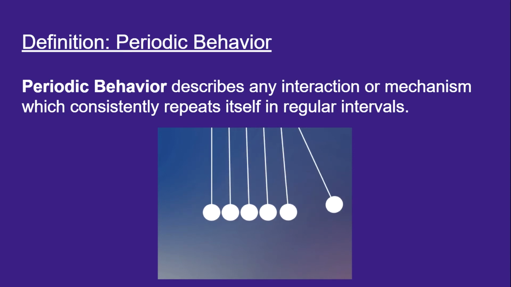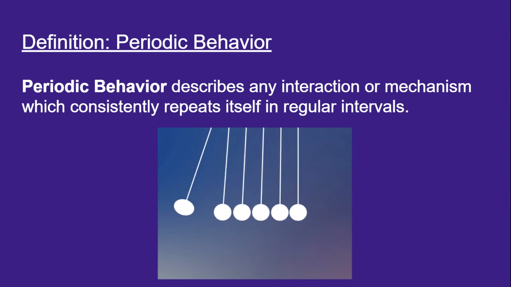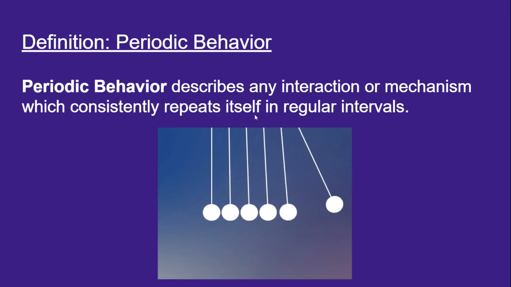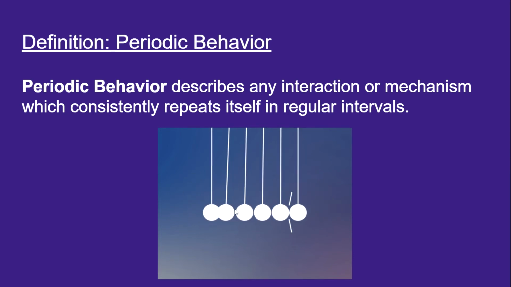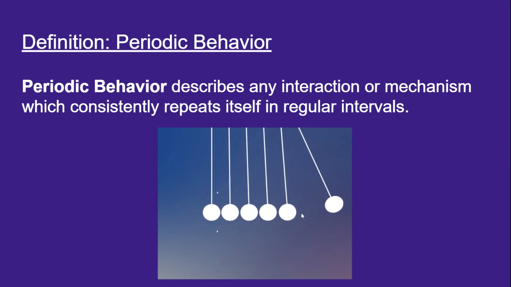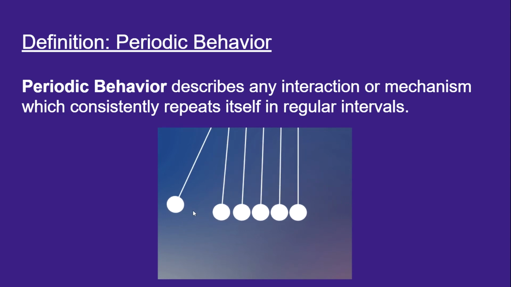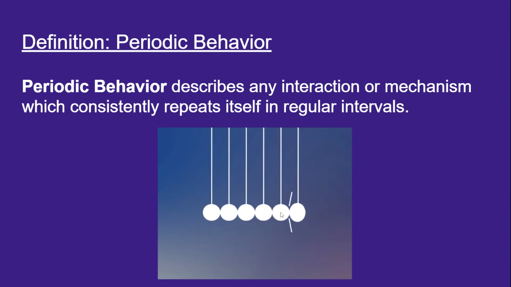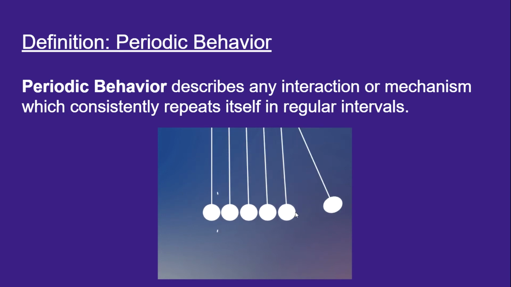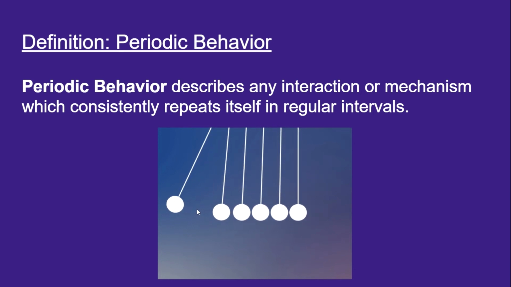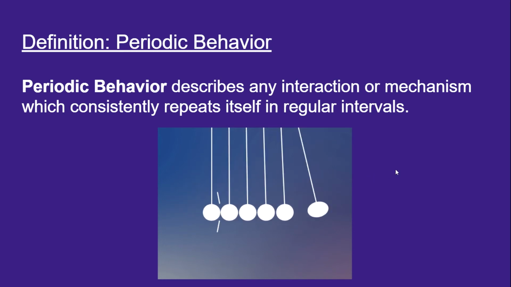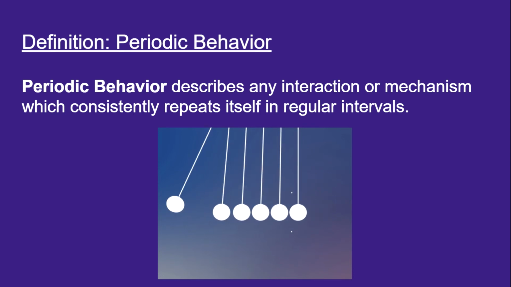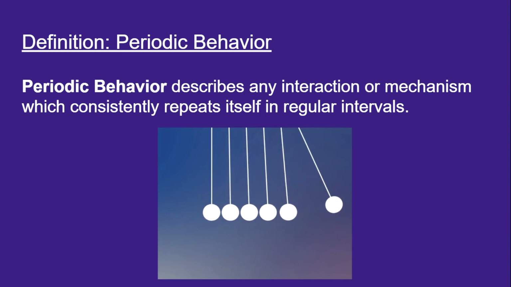To start things off, I wanted to define periodic behavior. So periodic behavior describes any interaction or mechanism which consistently repeats itself in regular intervals. So if you see here, I have a Newton's cradle displayed. And what happens is as the ball gets knocked to either side, it has the force of gravity swing it back to knock the other side back again. And this motion will repeat itself over and over and over. And it's going to keep going at regular intervals. This is periodic behavior.